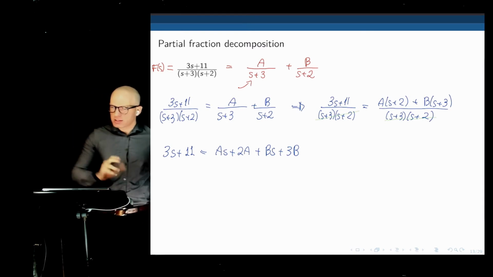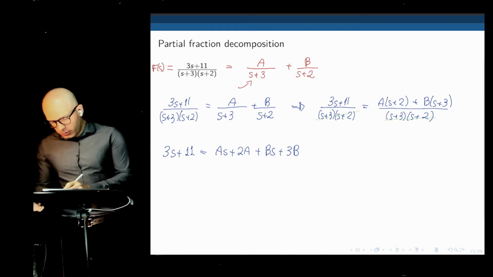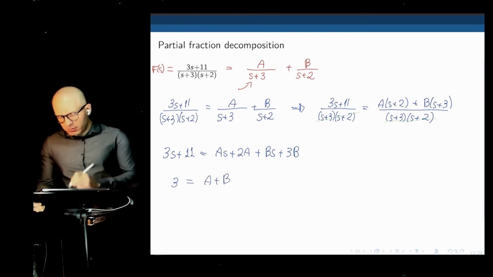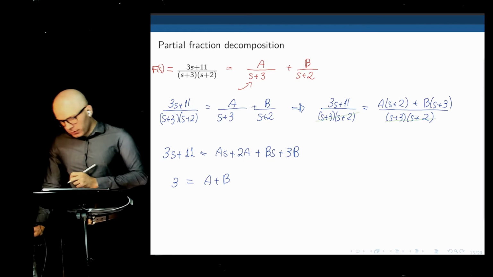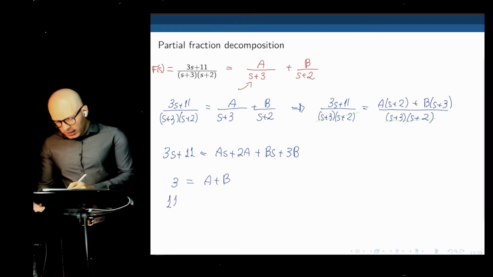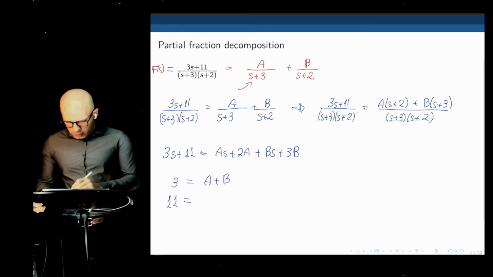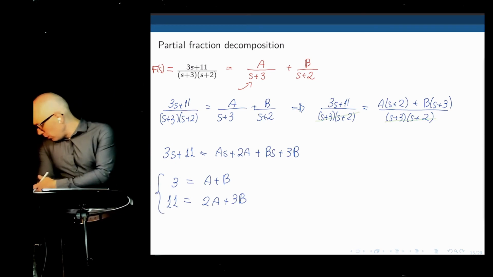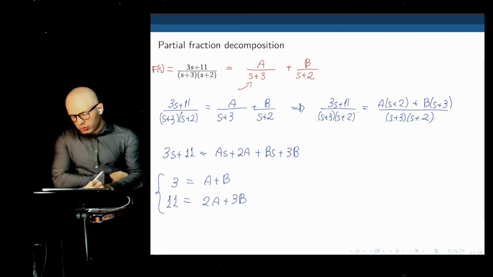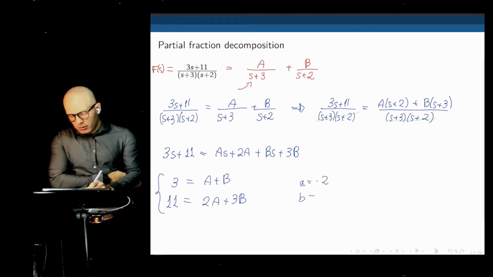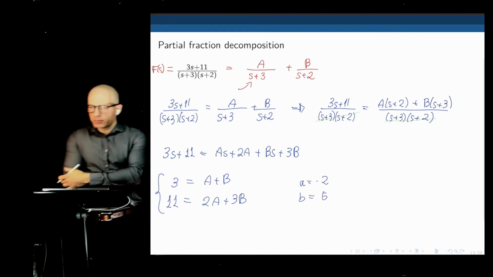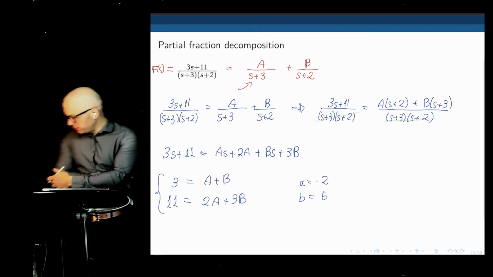So let's put terms with s and terms without s. What has s here on this side of the equation? 3. And on the other side of the equation, we have a plus b. What doesn't have s on this side here is 11. And on the other side, we have 2a plus 3b. Now we are left with a system of two equations. We can simply solve the system of two equations, and we should find the same result as before, b equals 5.